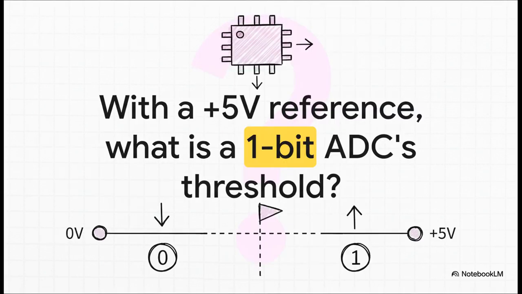Okay, let's do a quick knowledge check. Imagine you're working with a 1-bit ADC. Its voltage range is 0 to plus 5 volts. So what's the threshold for it to switch between a 0 and a 1?